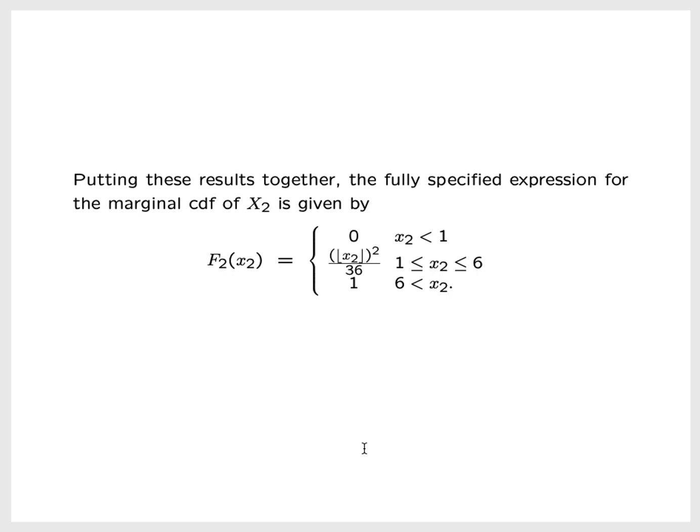And so when we put these results together, we get the fully specified expression for the marginal CDF of x2, and it's given by the following. When evaluated at a value of x2 that's strictly less than 1, we get 0. When evaluated at a real number between 1 and 6 inclusive, it evaluates to the square of the greatest integer less than or equal to that argument, all over 36. And if we evaluate it at a value greater than 6, then it evaluates to 1.